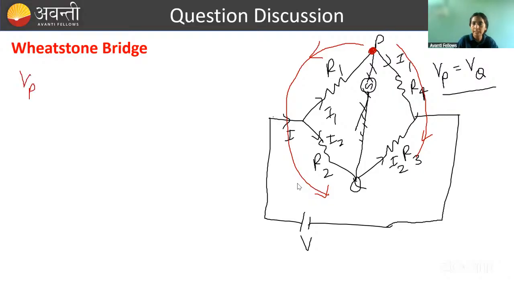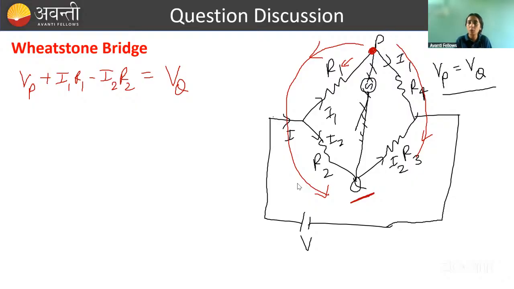Vp minus, sorry, you are moving opposite to the direction of current, so what you will write is plus I1 R1. And this way, what are you going to write? You are moving in the direction of current, so minus I2 R2, and you are reaching point Q. Here we have to stop, so put an equal sign to VQ. This is how we can also write KVL if not in a closed loop, because in a closed loop we equate to VP.